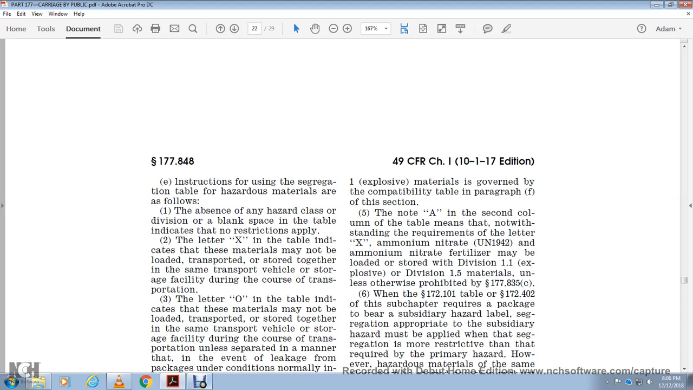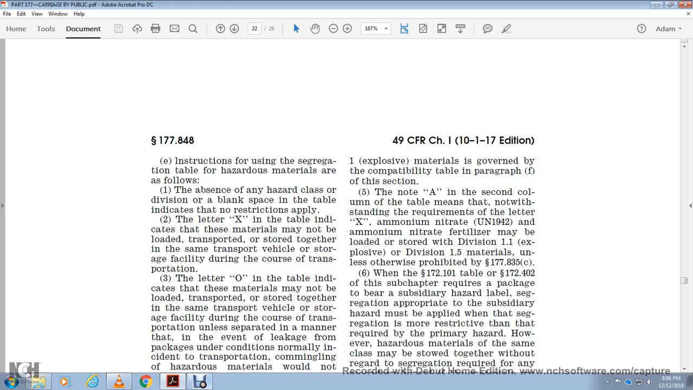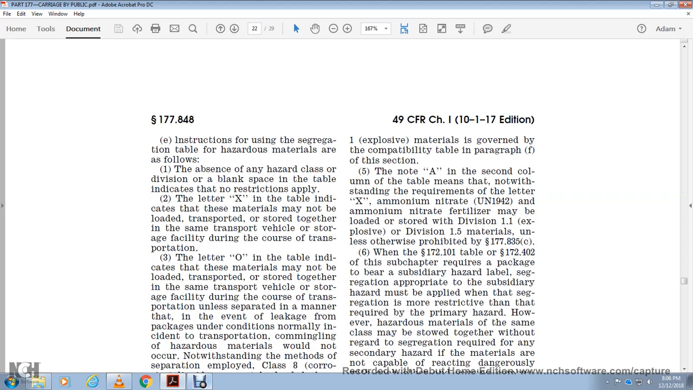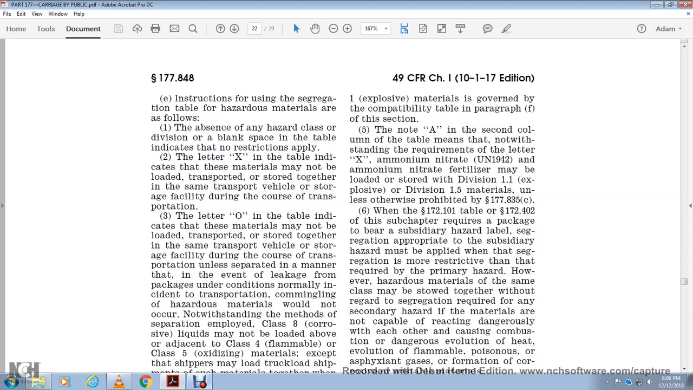When the 171 table is used with 172.402 of the subchapter, a package bearing a subsidiary hazard label requires the appropriate segregation for the subsidiary hazard. It must be applied, with the segregation being the more restrictive of the required primary and subsidiary hazards. However, hazardous materials of the same class may be stowed together without regard to the segregation required for the secondary hazard, if the materials are not capable of reacting with each other.